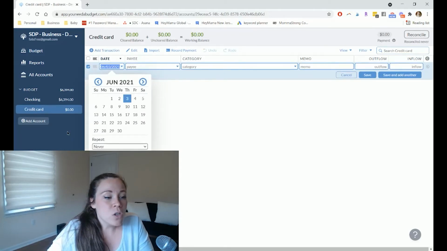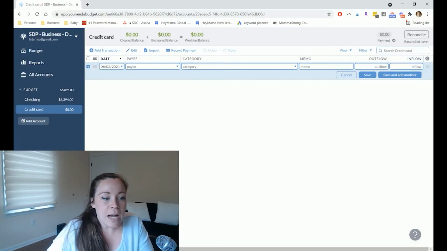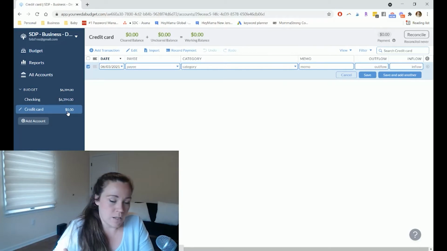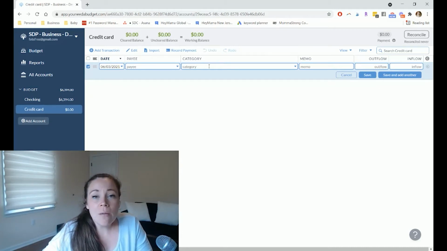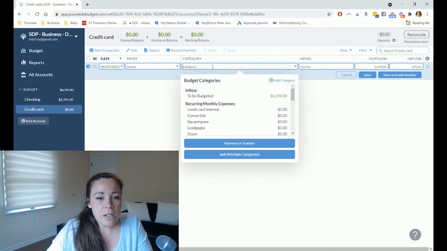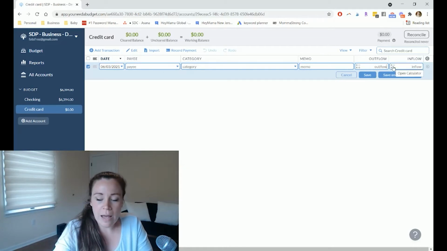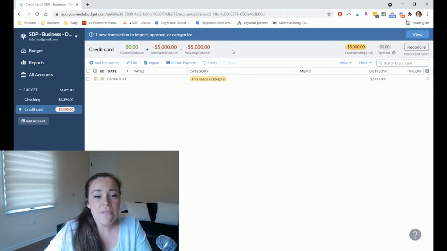All right, so again, you can also link your credit card to here and it can import automatically. Like I said, I do it manually because this is a demo budget. So I'm going to come over here and what I'm going to put in is just the starting balance of our credit card. I'm just going to go to outflow and I'm going to put in that we have a $5,000 working balance on our credit card. Okay.